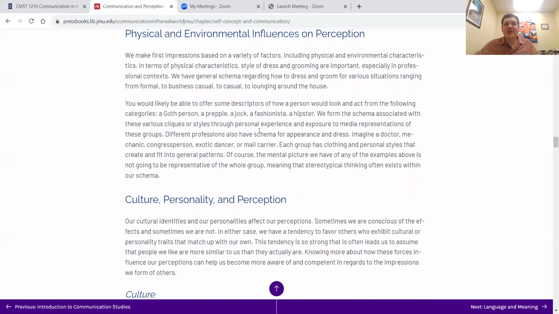There's also the physical and environmental influences on perception. So based on what's going on, it talks about if people are dressing appropriately for the situation. I try to wear a collared shirt when I teach because that's more professional than a shirt without a collar. And it can impact how people perceive me.